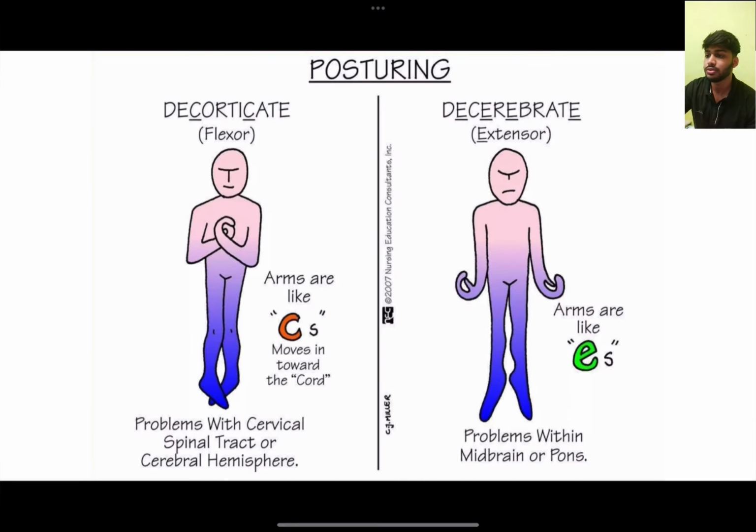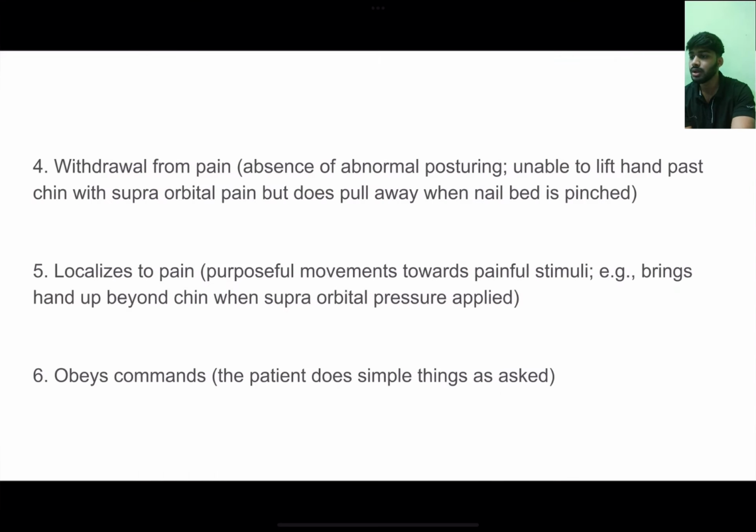And so we can see the posture, which is flexor and extensor. In flexor posturing, we can see problems with the corticospinal tract or cerebral hemisphere, and we can see the extensor with problems within the midbrain and or pons. Withdrawal from pain: absence of abnormal posturing, unable to lift hand past chin with supraorbital pain, but does pull away when nail bed is pinched.